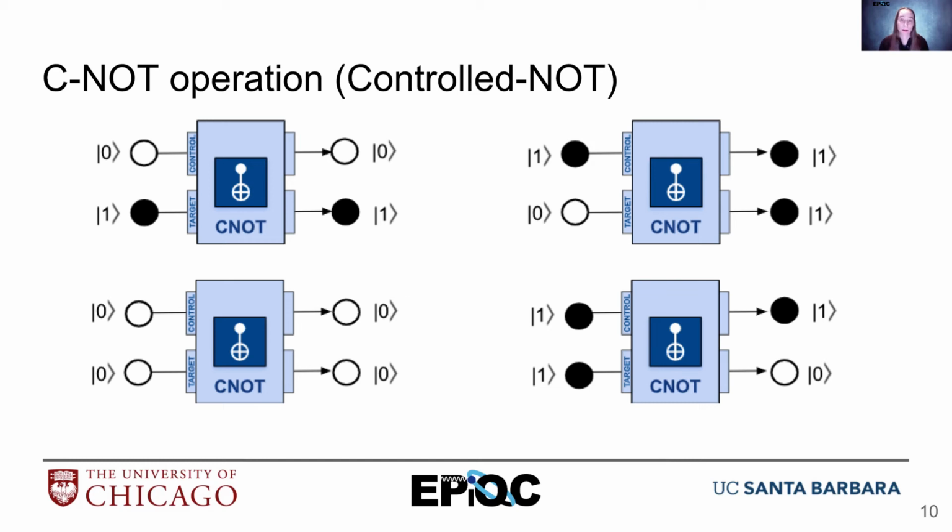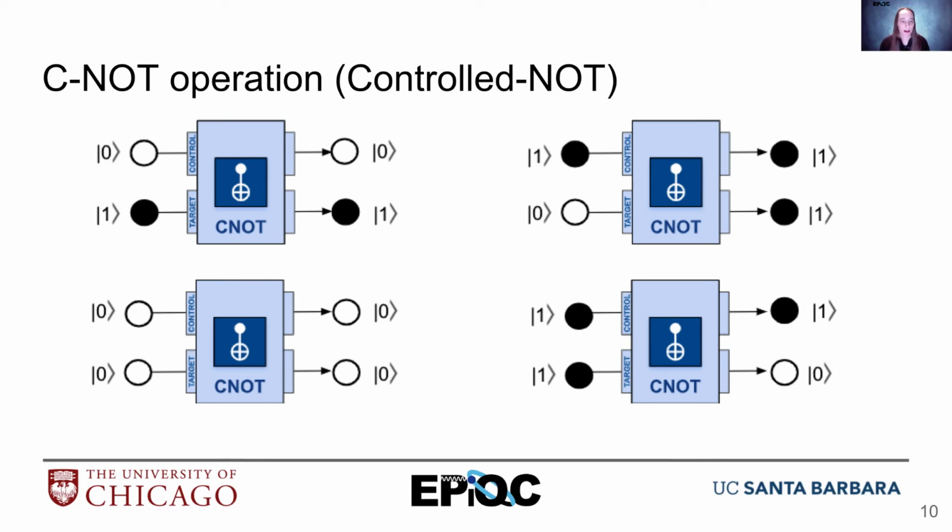We have two inputs. One is called the target and one is called the control. So the control does not change. And if the control is white, then the target does not change. If the control is black, then the target changes.